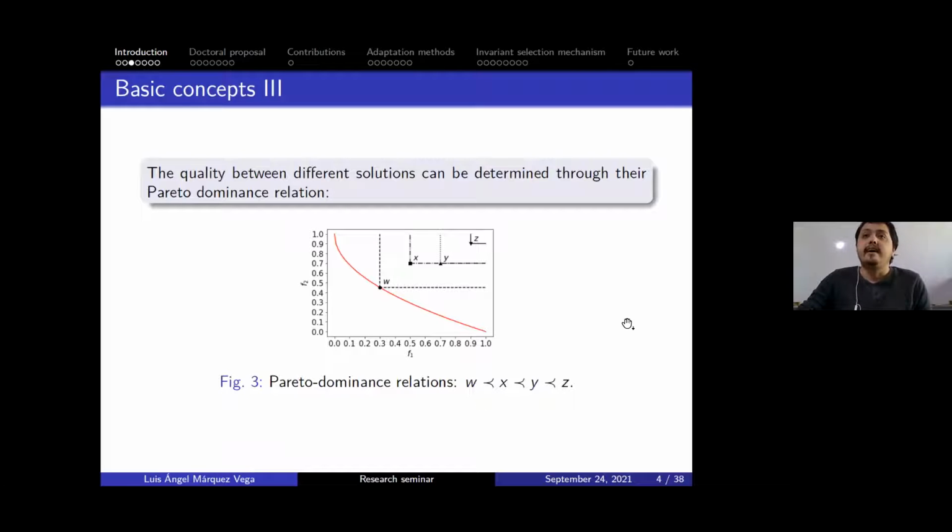We can see that Y Pareto dominates C because it has smaller values in both objectives. X Pareto dominates Y because it has a smaller value in at least one objective, in this case, in the first objective. And W Pareto dominates all other solutions.